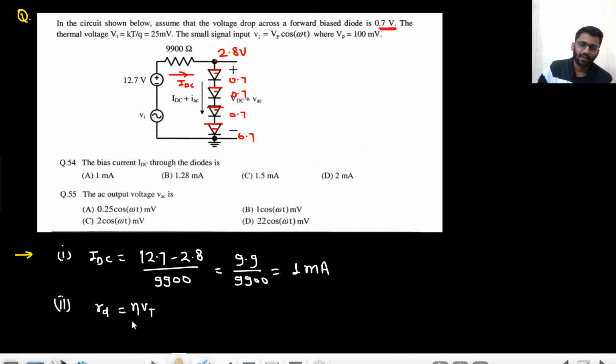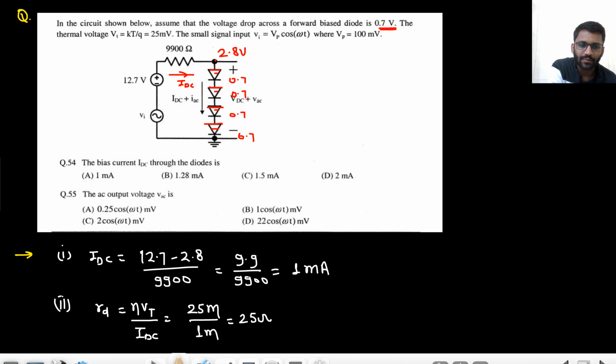Eta VT upon IDC. What is the value of eta? Did they say it is silicon? They did not say it is silicon. Did they give the value of eta? No. So I have to consider eta equals 1. Did they give the value of VT? Yes, that is 25 milli. If they had given silicon, I would take 2. They gave nothing, so I will take 1. 25 milli upon 1 milli, so basically it will be 25 ohm. So every diode will be replaced with 25 ohm resistance.